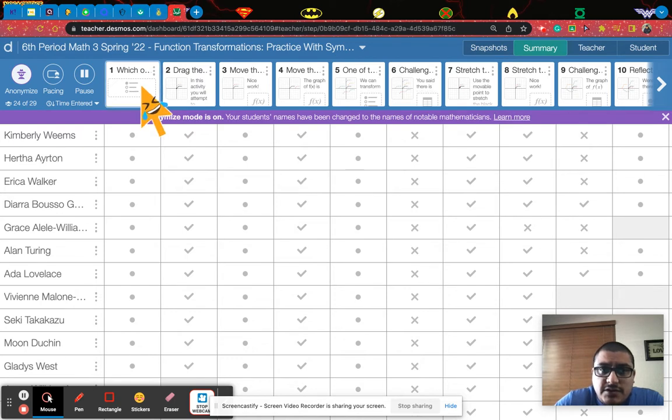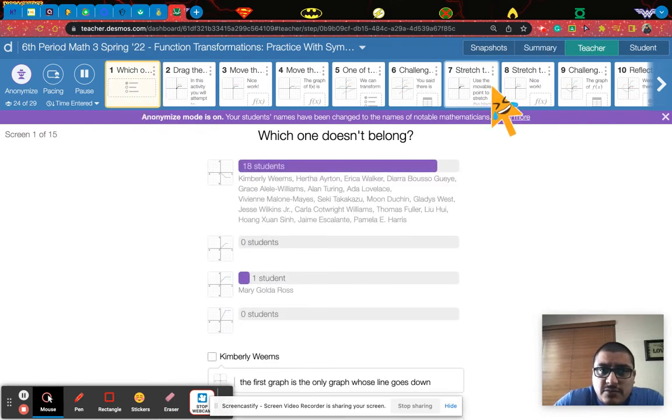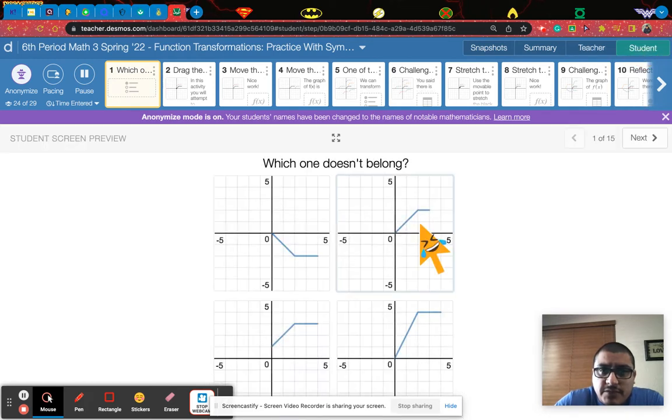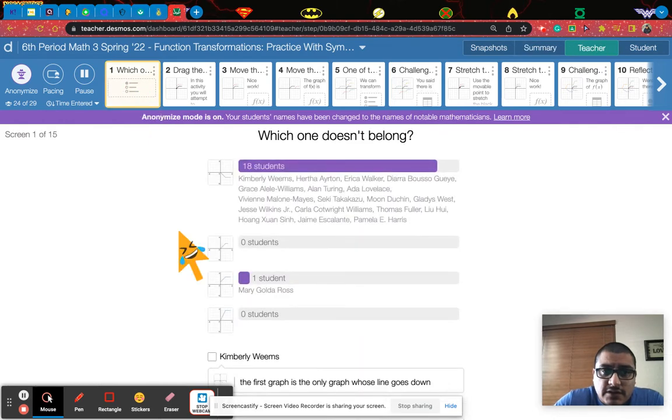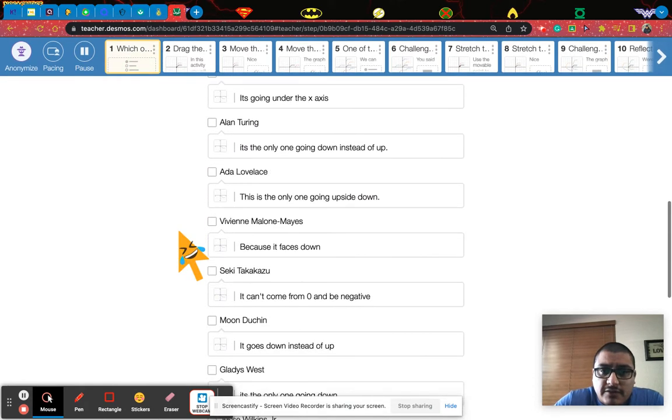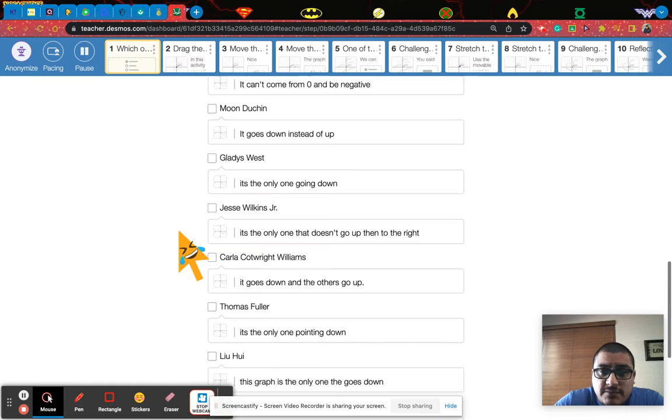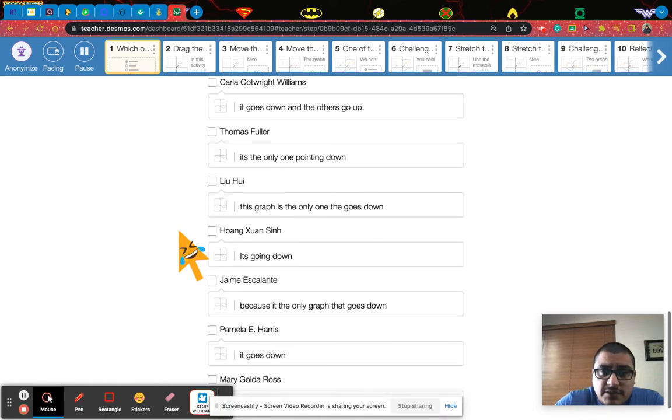misconceptions or questions. So for number one, the question was which one doesn't belong, and most students chose this one here because it goes upside down. If you look at some of the justification here, everybody was looking at it to be the one that stood out because it went upside down.